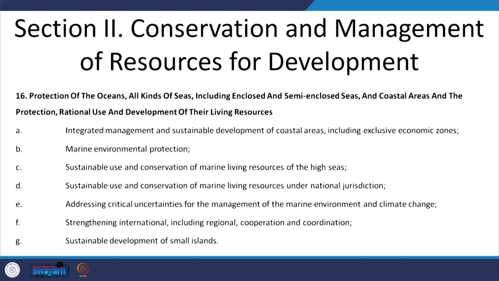The next one is protection of our oceans, all kinds of seas including enclosed and semi-enclosed seas and coastal areas, and the protection, rational use and development of their living resources. Unfortunately, despite identifying protection of the oceans and seas as an agenda 3 decades back, the health of our aquatic ecosystem has been degrading over years, over decades. So this agenda still holds good.